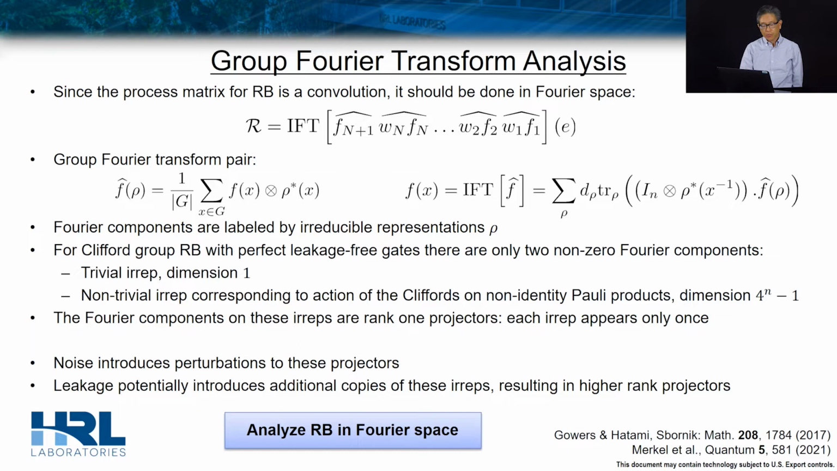Only 2 irreps of Clifford groups usually matter, the trivial irrep and the non-trivial irrep corresponding to the action of Clifford gates on polyproducts. We typically ignore the other irreps because they're exponentially suppressed. In the perfect leakage-free case, each of these 2 Fourier components is a rank 1 projector. Noise introduces perturbations to the projectors, and leakage may increase the rank of the projectors by introducing additional copies of the irreps into the process matrix.